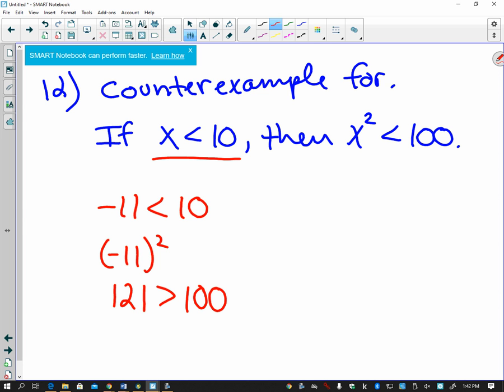Therefore, if x is negative 11, if x is any negative number with absolute value greater than 10, it's going to have a squared version of it that's greater than 100. Does that make sense? Okay. So we could write up negative 12, negative 13, negative 14. We could come up with all kinds of counterexamples. But all my counterexamples in a question like this are going to be negative values with absolute values greater than 10. Does that make sense? Okay.